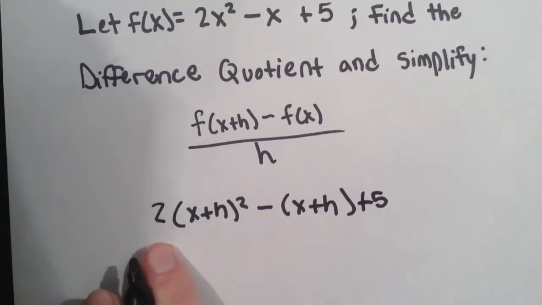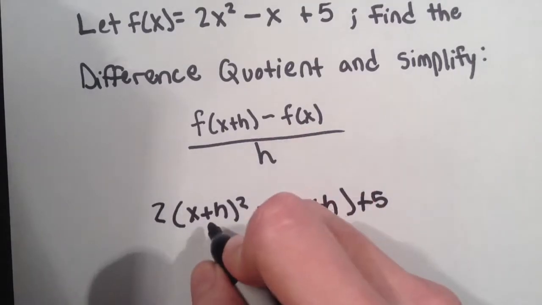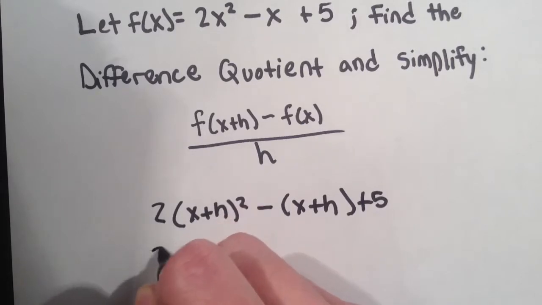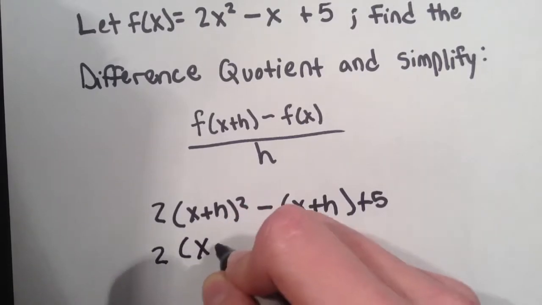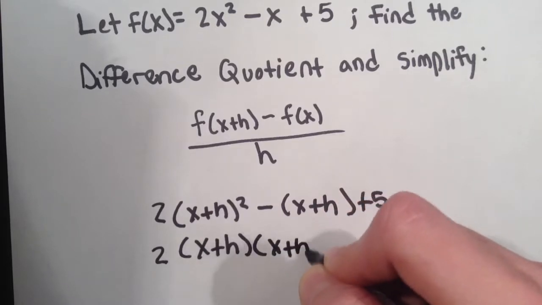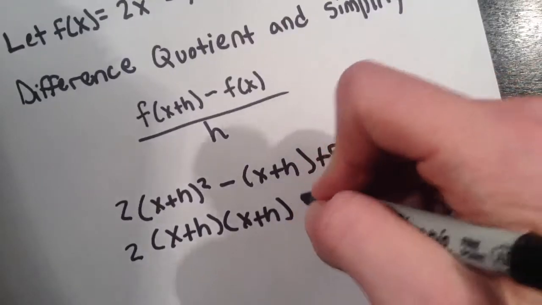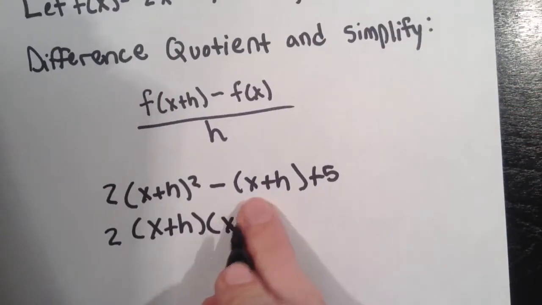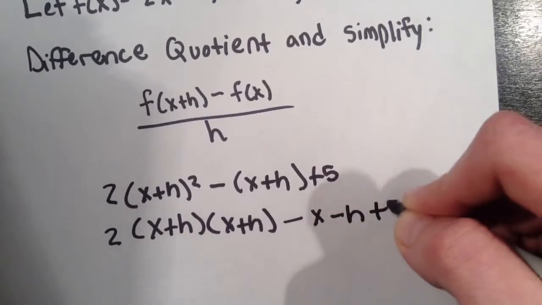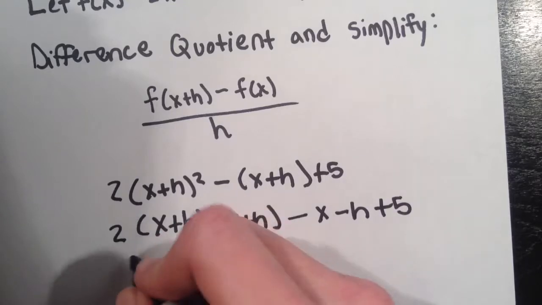Remember, this is all just f of x plus h right now. We're not doing this just yet. What you're going to do is simplify this right here, and you're going to want to make 2 of those, which is x plus h times x plus h, which is the same as x plus h squared. And then you're going to want to distribute the negative to this also, so minus x minus h, and then add on the 5.